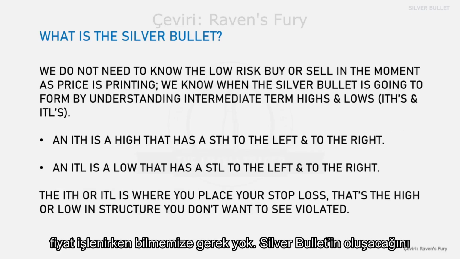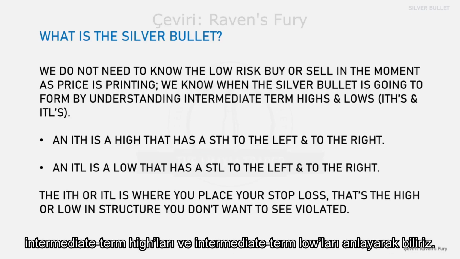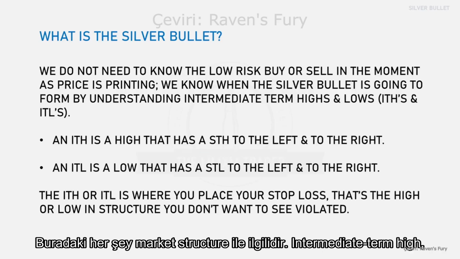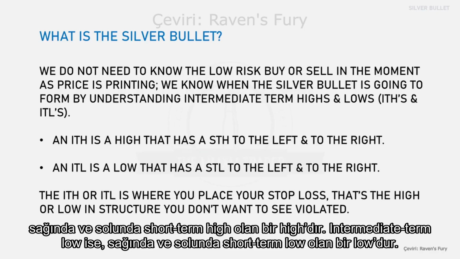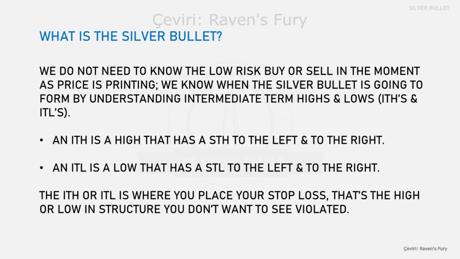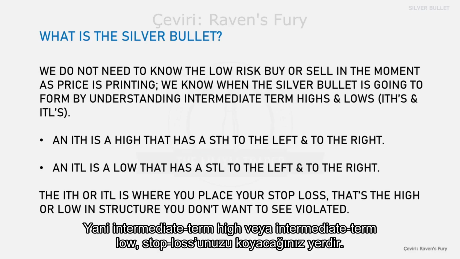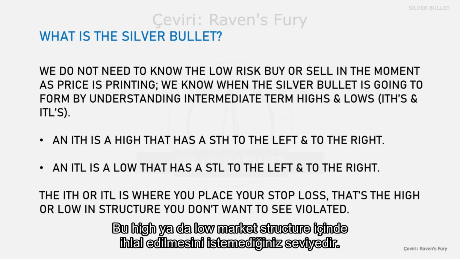We know when the silver bullet is going to be forming by understanding intermediate term highs and intermediate term lows. This is all about market structure. An intermediate term high is a high that has a short-term high to the left of it and to the right of it. And an intermediate term low is a low that has a short-term low to the left of it and a short-term low to the right of it. So the intermediate term high or the intermediate term low is where you place your stop loss. That's the high or low in the structure you don't want to see get violated.